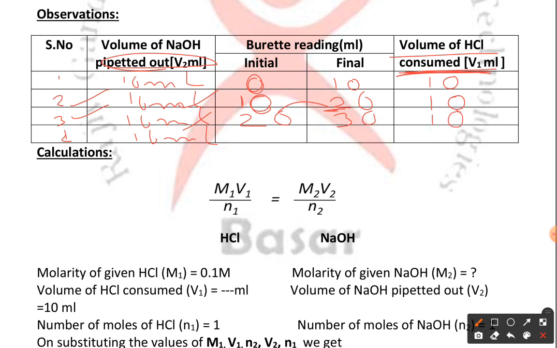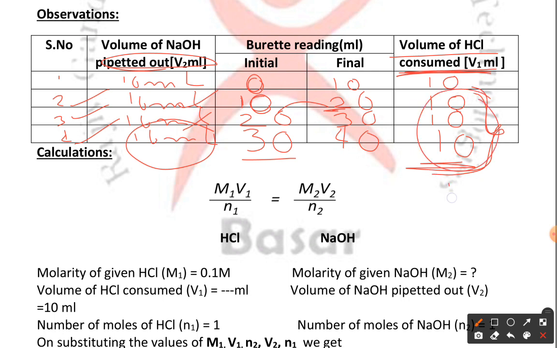10 ml. Now again you are going to repeat the fourth time. You pipette out 10 ml of sodium hydroxide and add the phenolphthalein indicator. While titrating, the initial is 30 ml, so it may be consumed up to 40. So finally, how much is consumed? 10 ml. Now these are called concurrent values, meaning you have to get a constant value. So the concurrent value is 10 ml, nothing but the volume of HCl consumed, 10 ml.